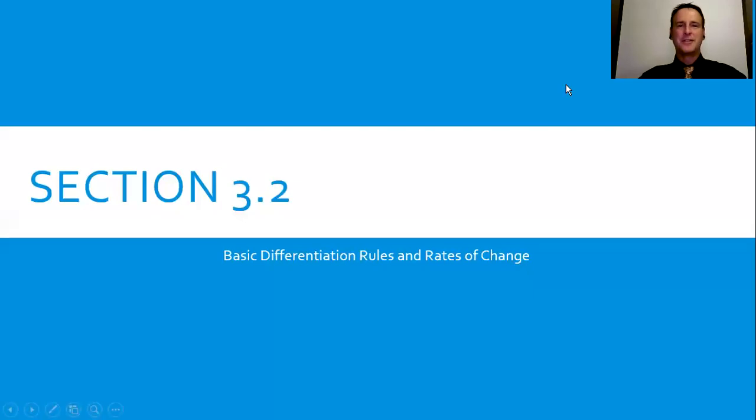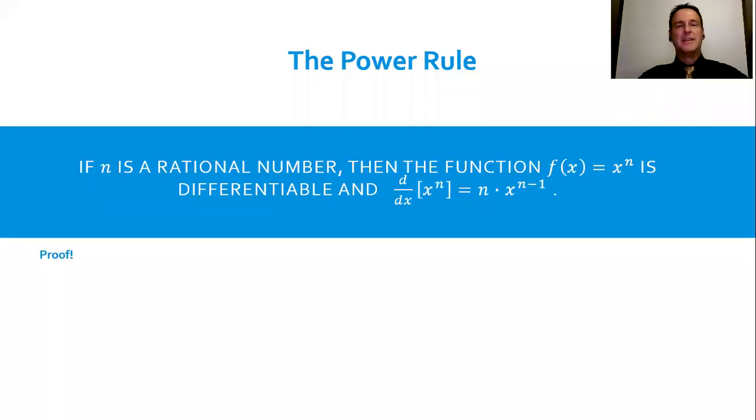Hello, AP Calculus. This is section 3.2, basic differentiation rules and rates of change. I think you're gonna like this one a little bit better. Now, the very first item I have is our definition. It's a definition of what we call a power rule.